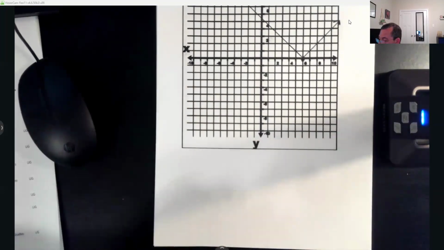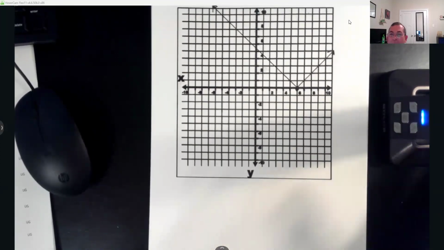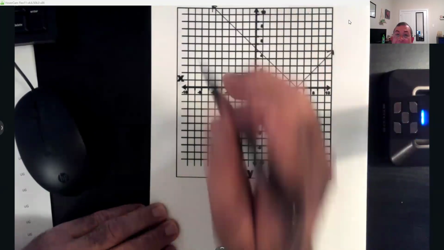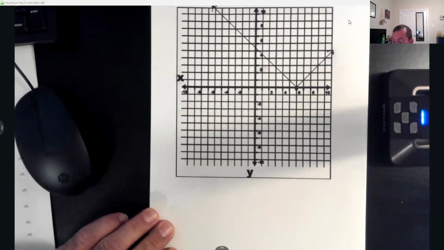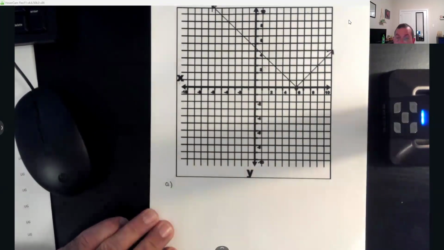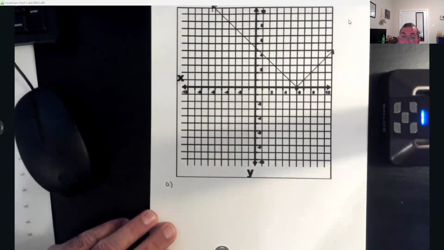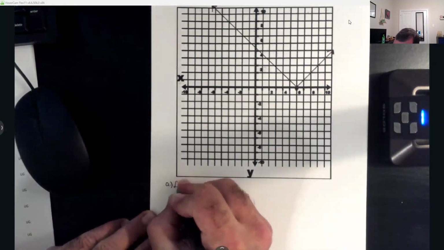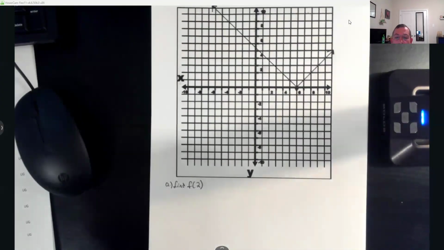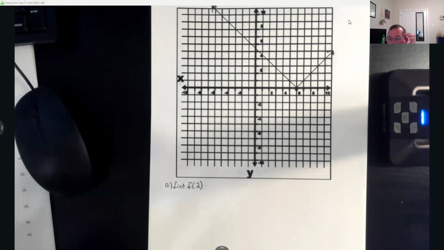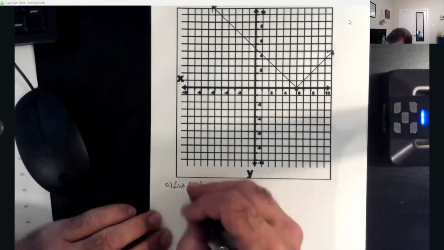And let me bring this back up for us. So y'all noticed on number 2, I actually got a graph of a line here. Almost looks like our absolute value graph. But they want us to find the same things, basically. So for part A, they want us to find f of 2. So basically, they want me to find the y value when x is 2.